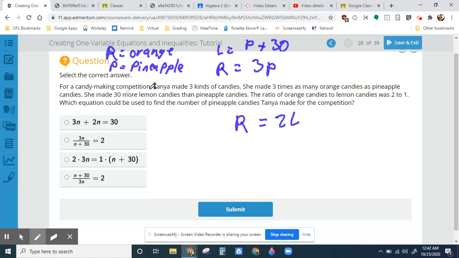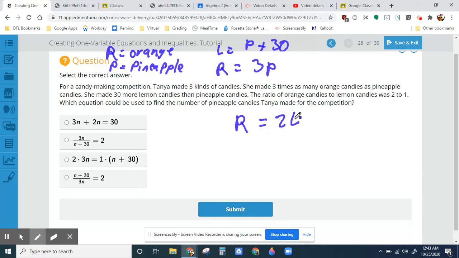So, she made 3 kinds of candy, 3 times as many orange. Okay, we got that. So, in other words, we're trying to figure out the pineapple. Which equation would you use to find the full number of? Okay. Which equation? So, this one, 3n. I'm not sure what this 3n is. Oh, that's pineapple. Okay. 2n, well, the n's are completely different variables here.